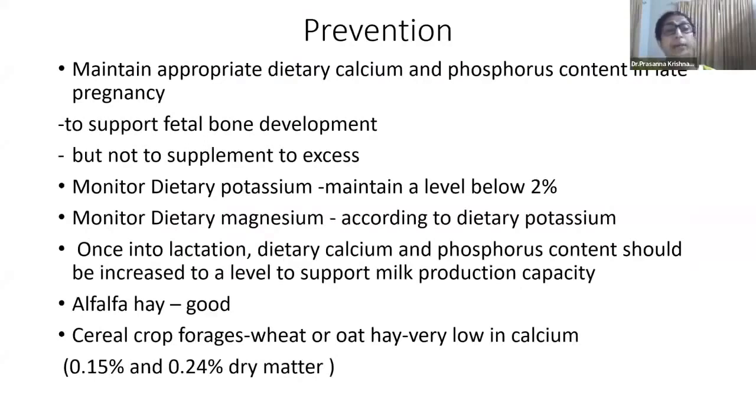For prevention, we can maintain appropriate dietary calcium and phosphorus content especially in late pregnancy. That will support the fetal bone development, but not to give in excess. So you have to closely monitor the dietary potassium level as well as dietary magnesium level, because they are all correlated. Once the animal is into lactation, the dietary calcium and phosphorus content will be increased to levels to support milk production capacity. You have to take care of the need of the animal, that means the fetal demands, and also to meet the lactation need.